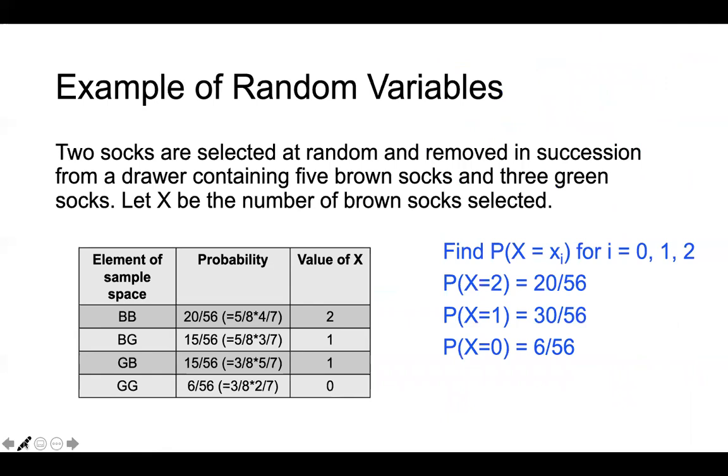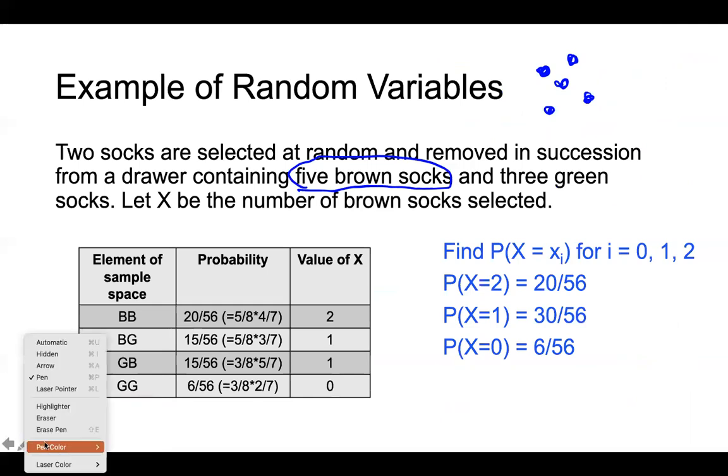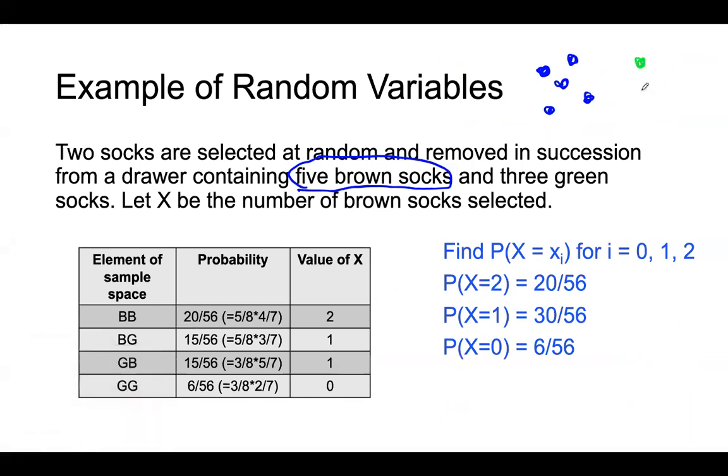Now let's look at this example. It's quite interesting. Suppose 2 socks are selected at random and removed in succession from a drawer. Suppose you have 5 brown socks. Let's pretend they're blue. 1, 2, 3, 4, 5. So we have 5 of them. And we have 3 green ones. So 1, 2, 3 green socks. We could actually draw a sock. But anywho.